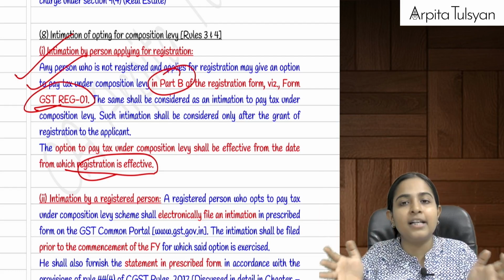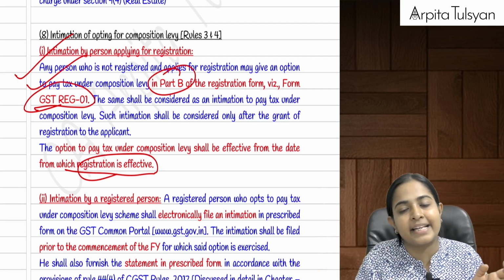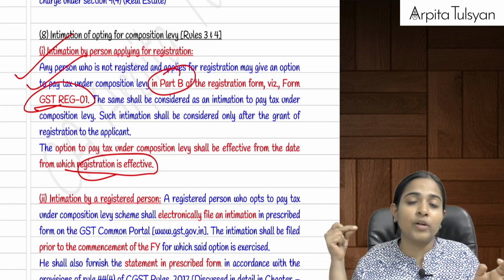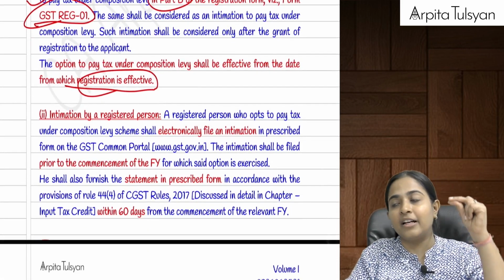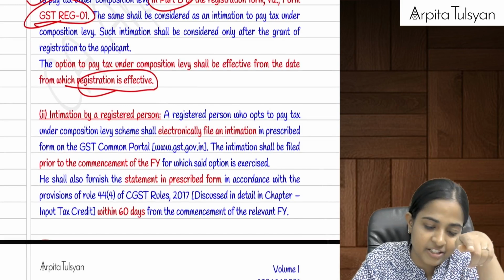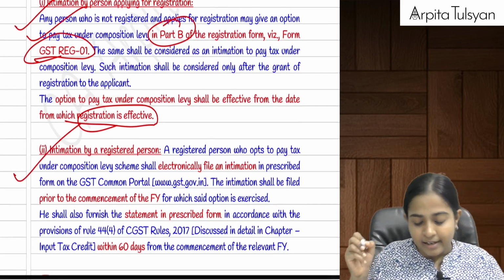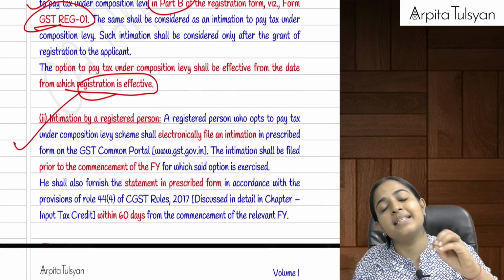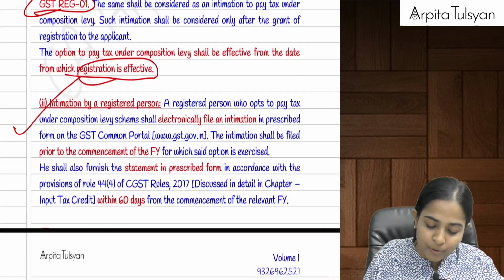Once his total turnover exceeds 1.5 crore or 75 lakhs or 50 lakhs as the case may be, then in the current year also he will have to start paying taxes at normal rates, right? So from the date his registration became effective, he will be registered under GST under the composition scheme. Now let's say earlier he was registered as a normal taxpayer, but now he wants to convert himself into a composition person.